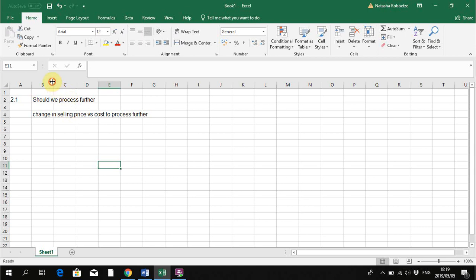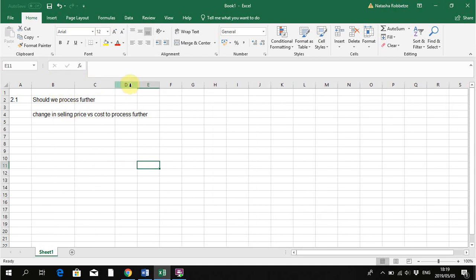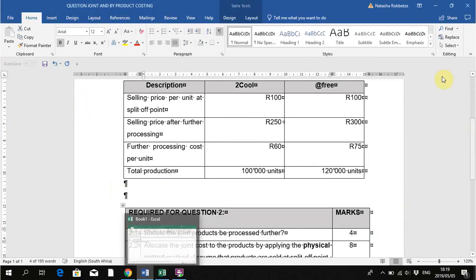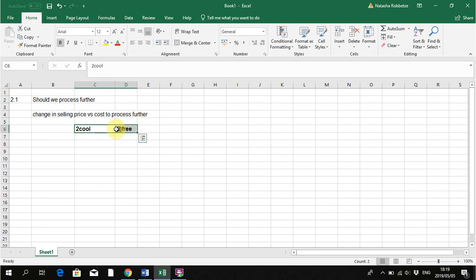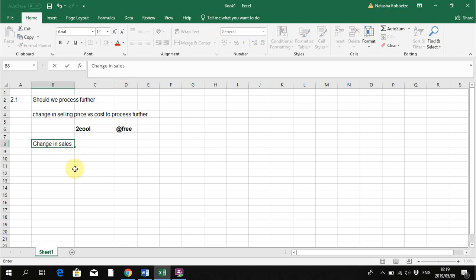So here we can do the calculation now for the two products. The first product was called Too Cool and then At Free. So there's Too Cool, there's At Free. Right, so let me just explain to Excel what's going on. Okay, so we have two products. The first thing that we want to calculate is then the change. What is the change in sales? Right, so the change in sales, let's start with Too Cool.